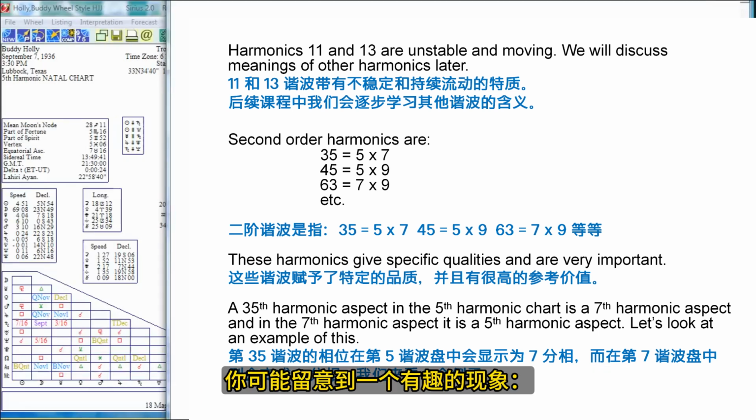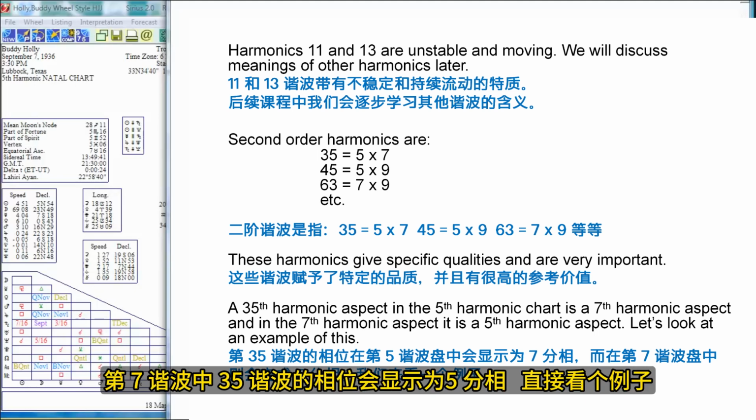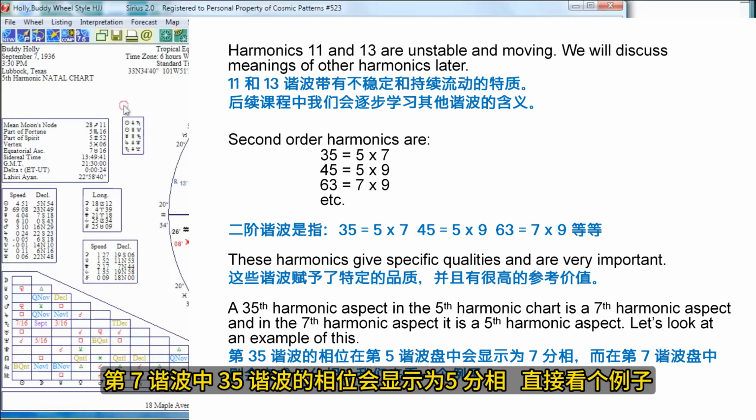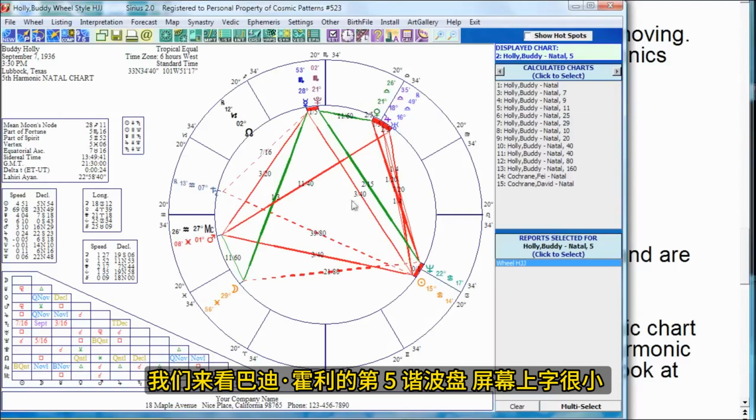And what you'll notice is this. In the fifth harmonic chart, a 35th harmonic chart will be a 7th harmonic aspect. And in the 7th harmonic chart, it'll be a 5th harmonic aspect. Let me show you an example of it. Let's see, we've got a 5th harmonic chart for Buddy Holly.